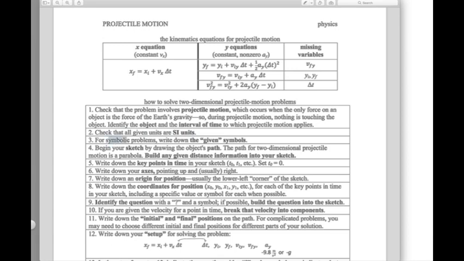This step does not apply because this is for symbolic problems, and the problem we're working on is a numeric problem. The information is given in numbers, so this step does not apply. We want to start our sketch by drawing the object's path. Now you should have memorized that for projectile motion the path is a parabola. So let's go ahead and draw that path.